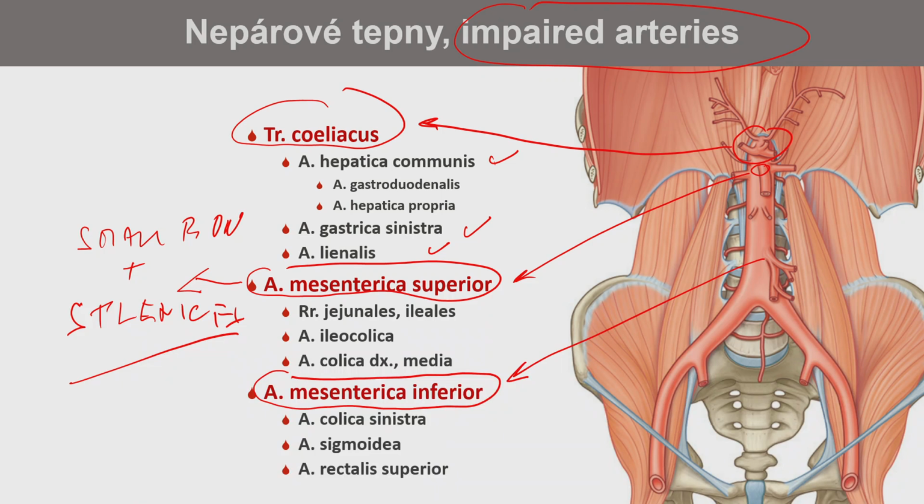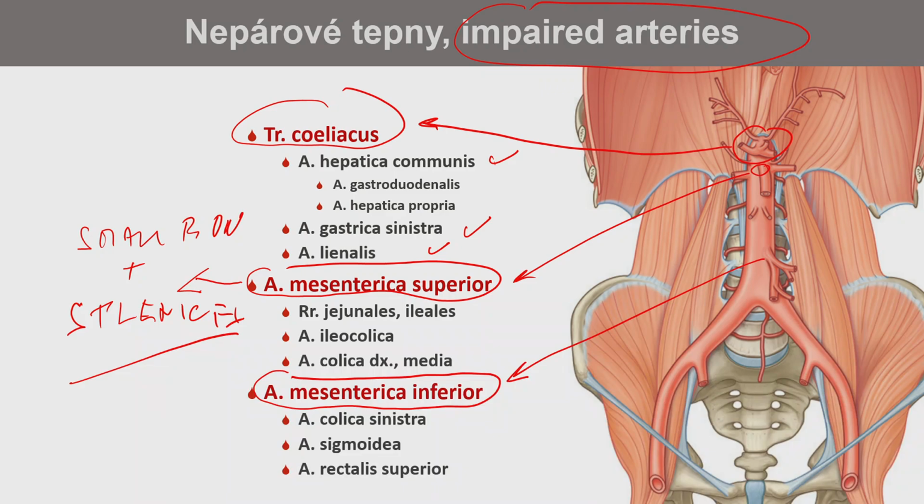The part which is supplied by the superior mesenteric artery is also called the midgut in embryology. And the pathologies, where are they? They are typical for the midgut. There are some tumors, and there are some inflammatory diseases.